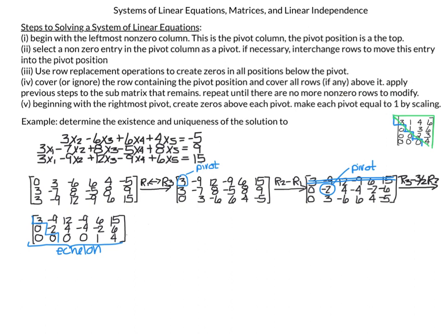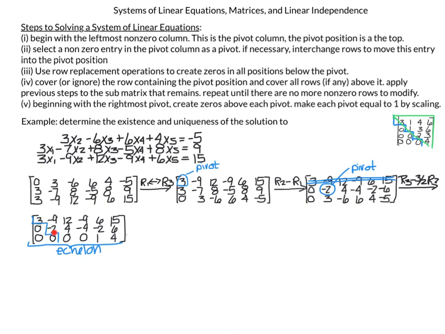So we begin with the leftmost non-zero column, which is this -2. That's going to be our pivot column. And the pivot position is at the top of the submatrix. So if necessary, we don't need to interchange the rows because it's already at the top. Use row replacement operations to create zeros in all positions below the pivot. That would be this position here at 3. So we're going to replace R3 with -3/2 R2 to create the 0 here.